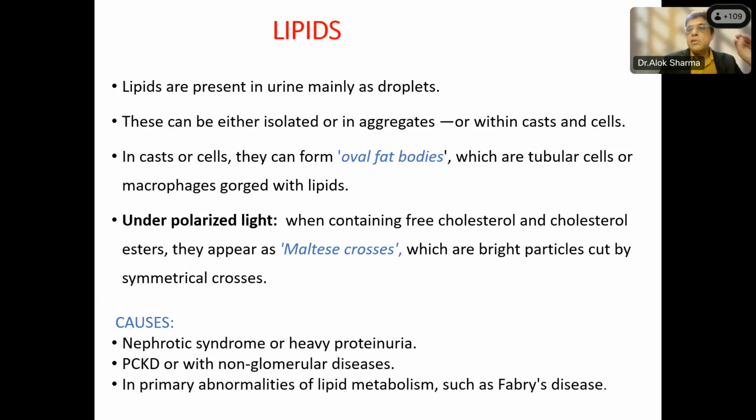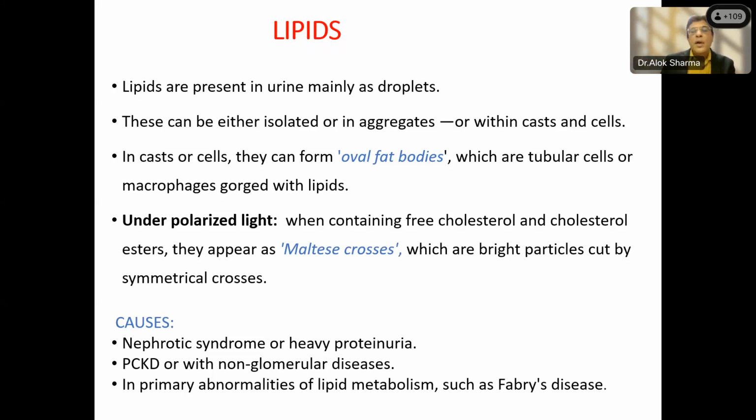And these droplets could either be single, scattered here and there, or they can even form a conglomerate by themselves, or sometimes they can get incorporated into the cast. Most of the time you will find them in WBC casts or RBC casts, depending on the clinical condition. And when they are in a cast or cell, they can form oval fat bodies. So what are oval fat bodies?